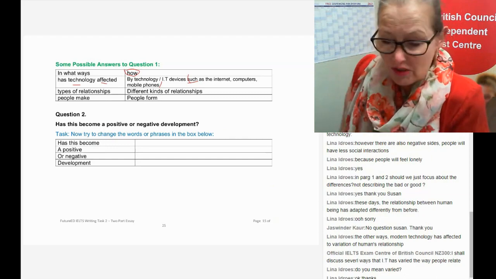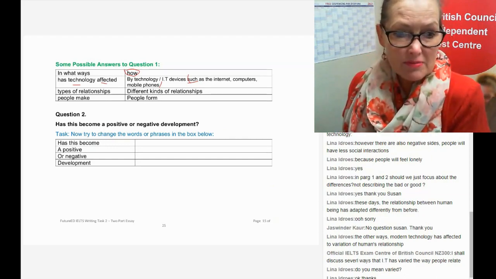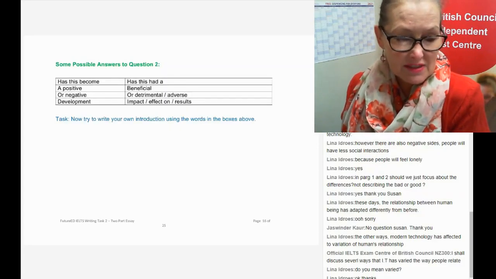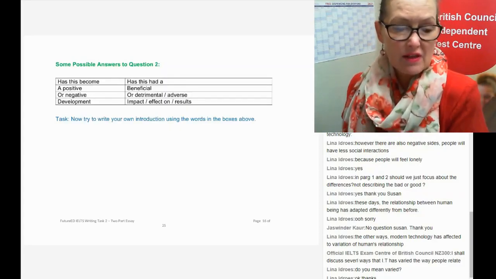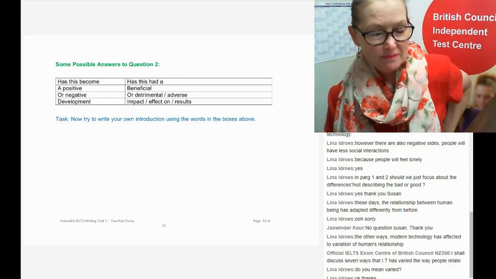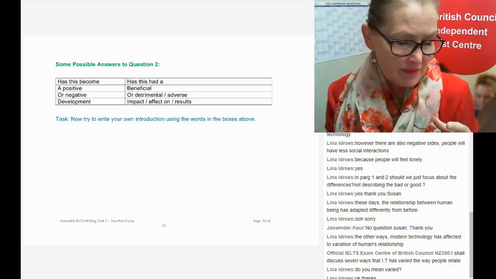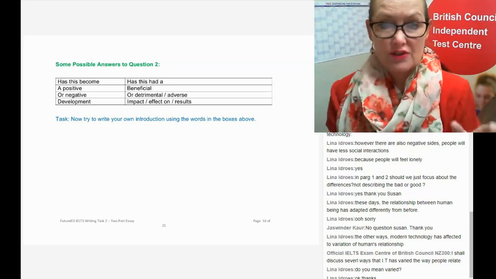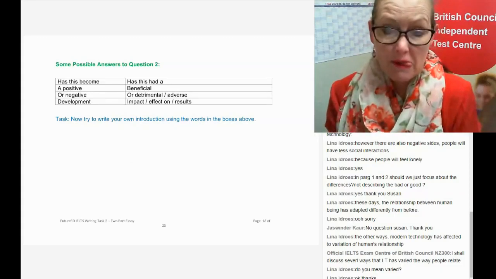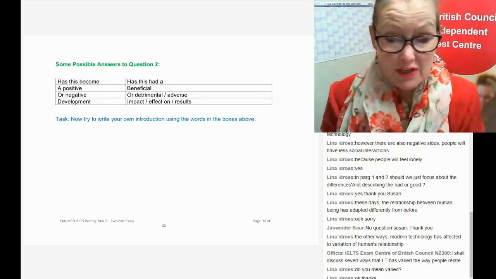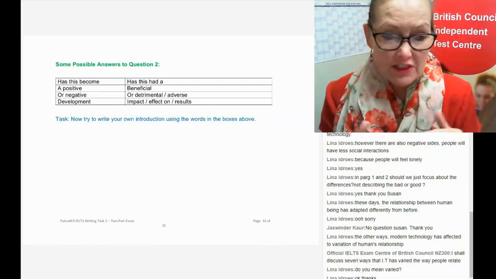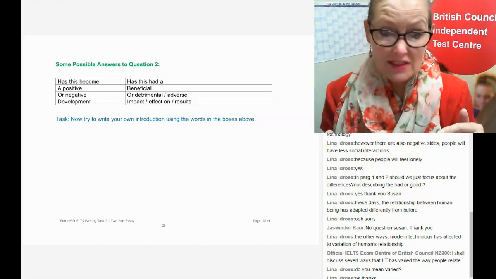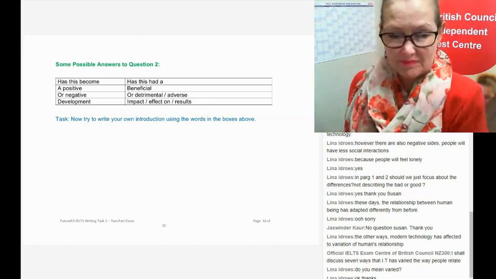They've given us the question: has this become a positive or negative development? And once again, see if you can paraphrase those words on the screen. Now, of course, this is just an exercise. When you're actually writing your introduction, you don't need to paraphrase every word. You can perhaps just paraphrase 1 or 2 words, but you definitely don't want to copy the question or the topic statement exactly as it is.